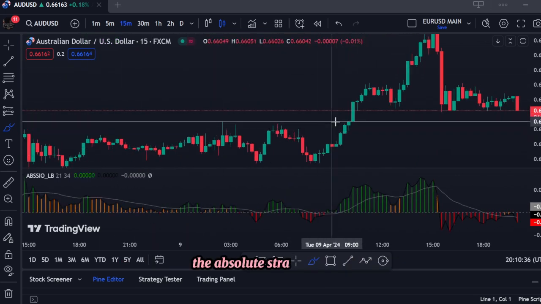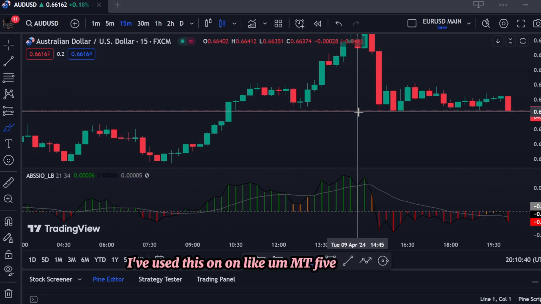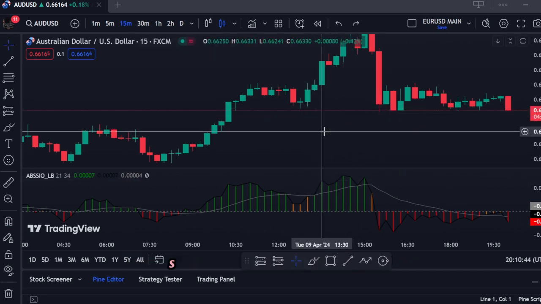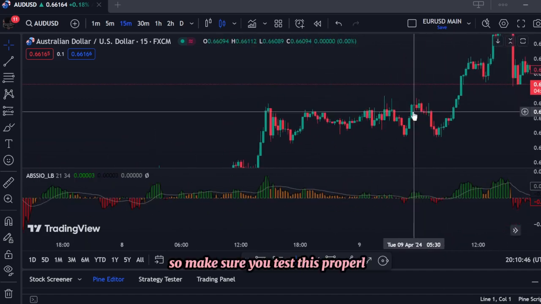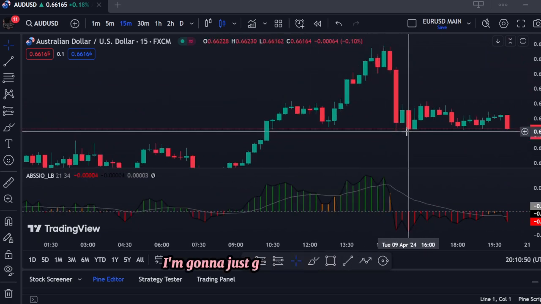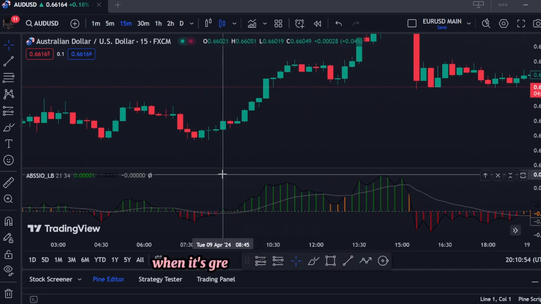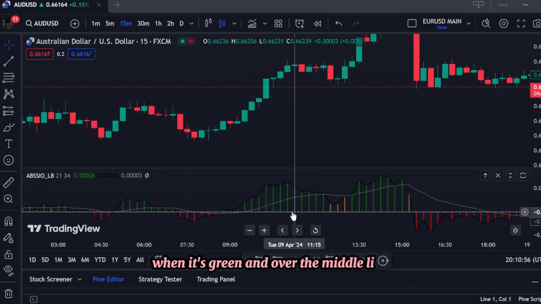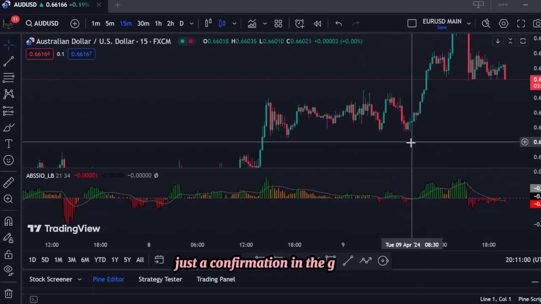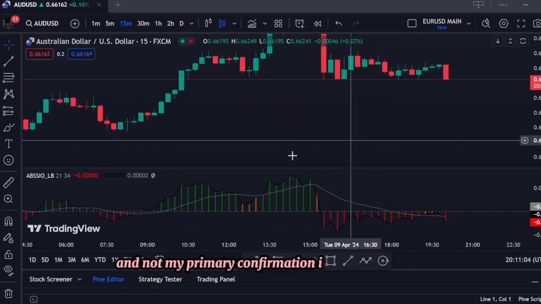So your absolute strength index, I've used this on MT5 and MT4, but I haven't tested it out on TradingView. So make sure you test this properly. Well, let's just say this is a bonus. I'm going to give you 11 indicators, but this one too works. It's quite simple. When it's green and over the middle line, it's a buy, and when it is below, it's a sell. It's just a confirmation indicator. I'll personally use it as secondary confirmation and not my primary confirmation indicator.